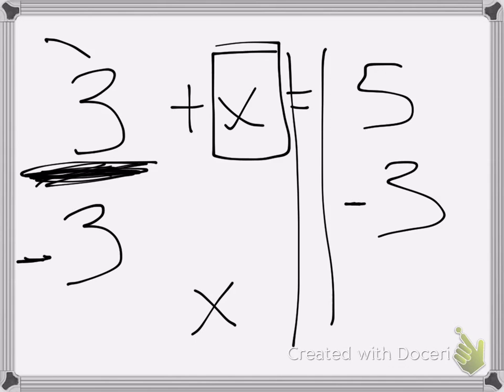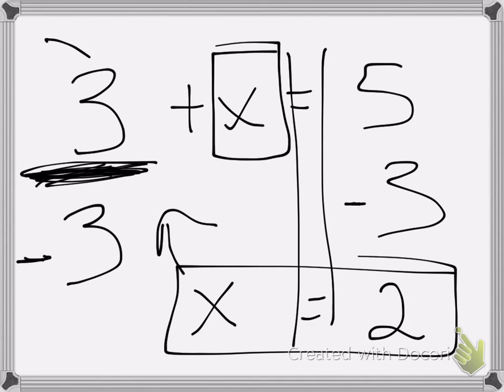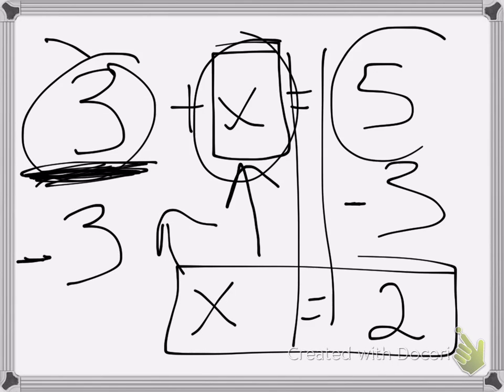That gives me x left on this side and 2 left on this side. So x equals 2. If you want to check your answer, just plug 2 in for x. Does 3 plus 2 equal 5? Sure it does.